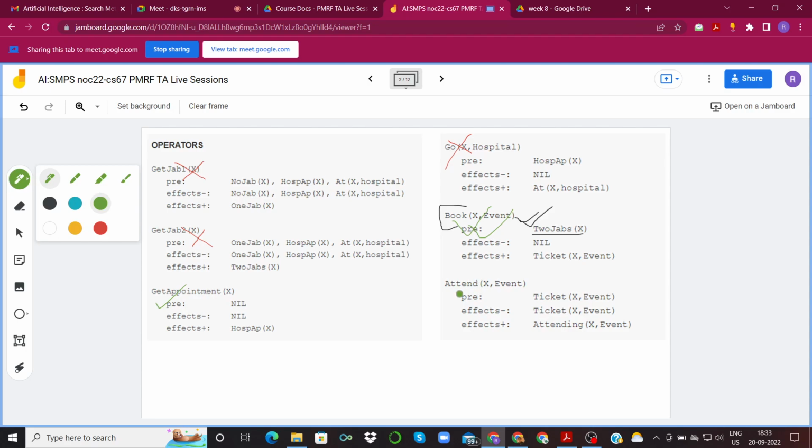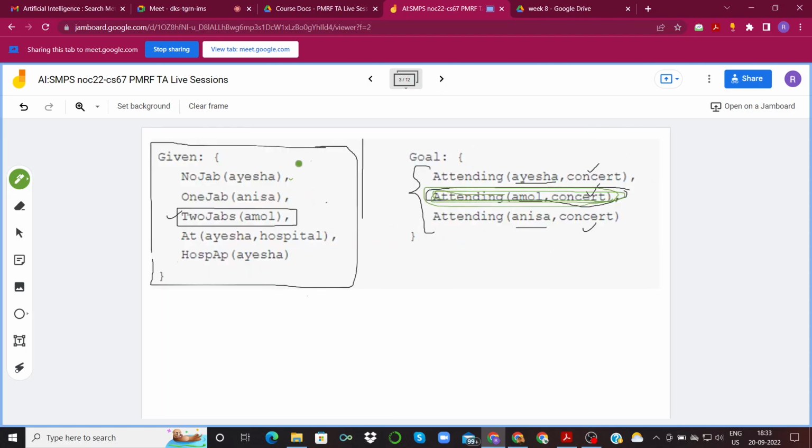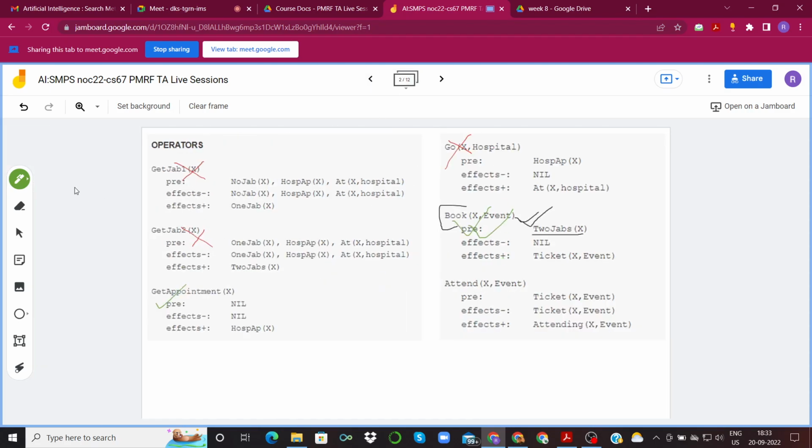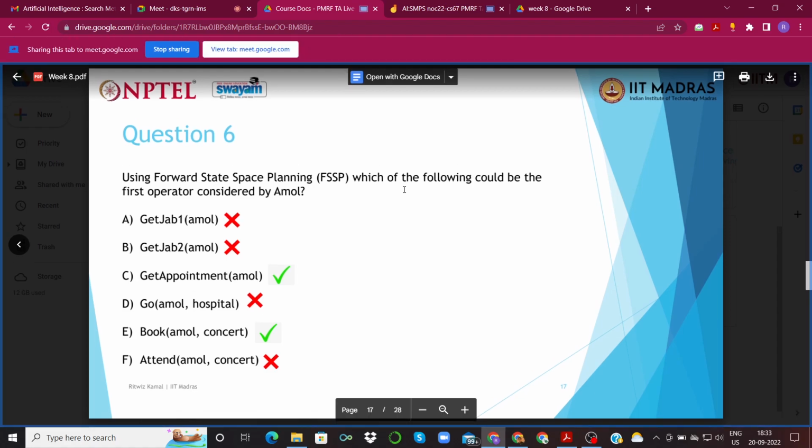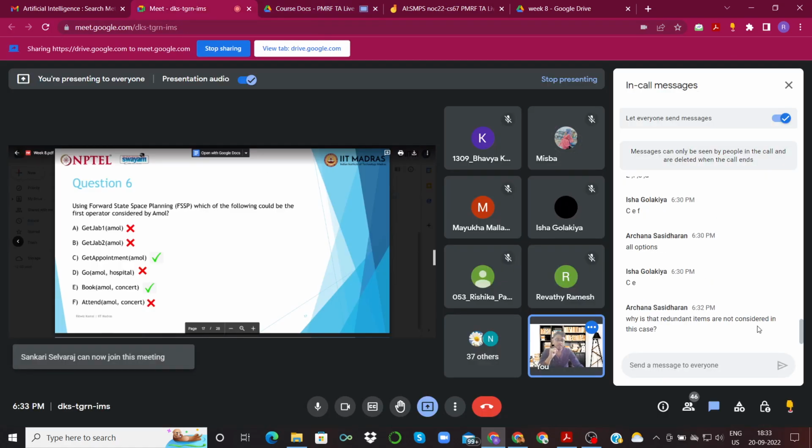Okay, now the final operator that we have is attend, and the precondition is that Amol must have a ticket to a certain event. As per the given initial state, we do not have that information about Amol. The only information is that he has 2 shots of vaccine, and that is not enough for us to say that we can consider attend X as a potential candidate operator. So this is also not applicable. So the only two operators applicable are get appointment and book. Okay, so is it clearer now?